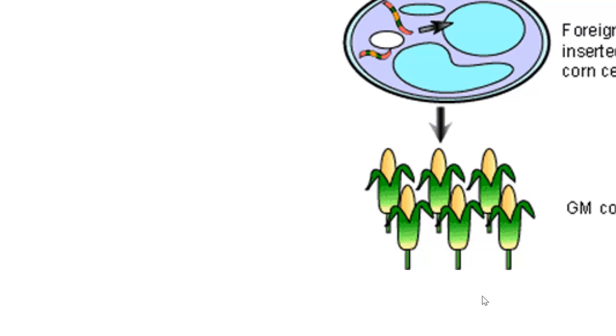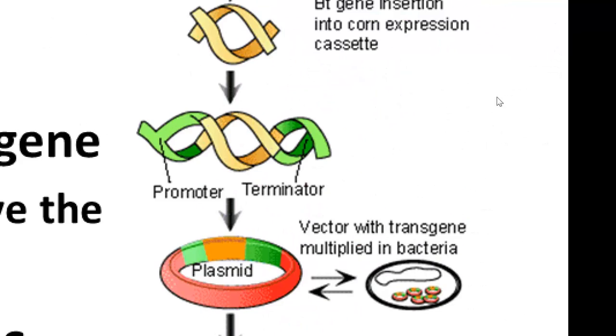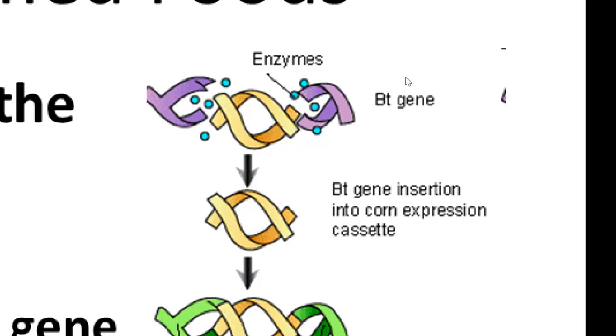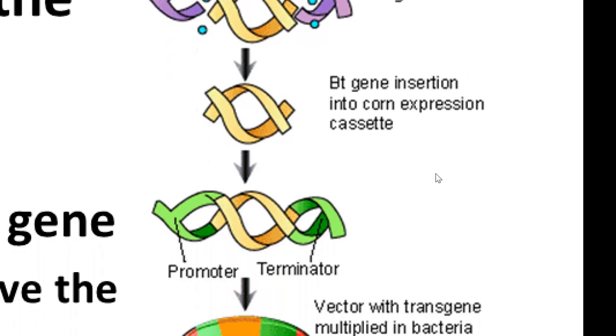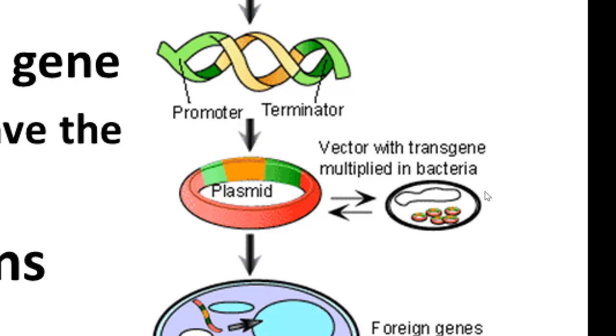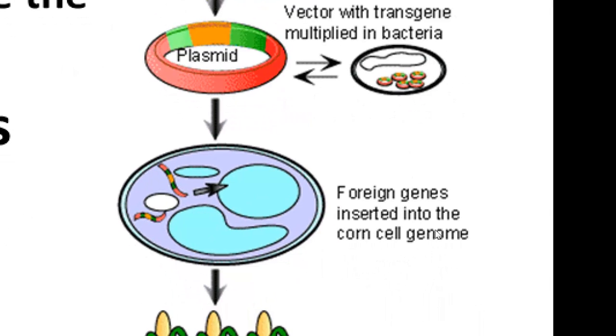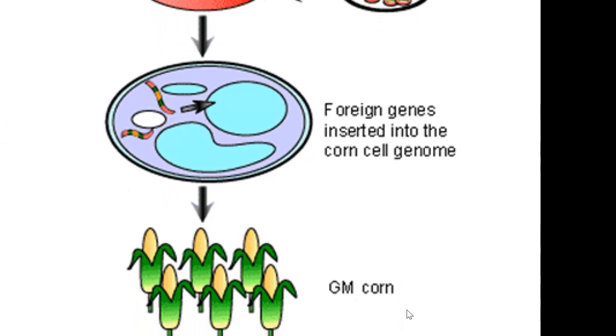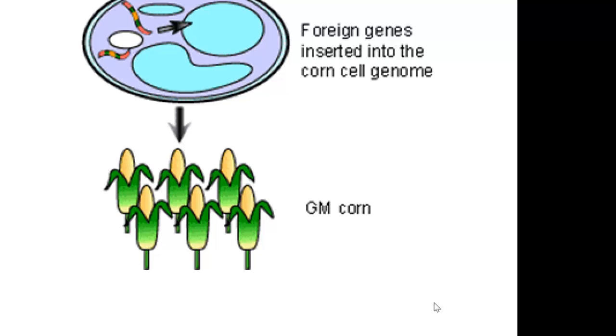Alright, so basically it's just a way of finding a trait that you like and you want another organism to have, using restriction enzymes to cut it out. You can take it, insert it into that gene, so you make this strand right here, and then you put it into bacteria, and the bacteria will grow multiple copies of it. Then once you have that, you use a plasmid and you insert it into the DNA of that corn, and then that corn would grow and it would produce the corn that has that gene inside of it.